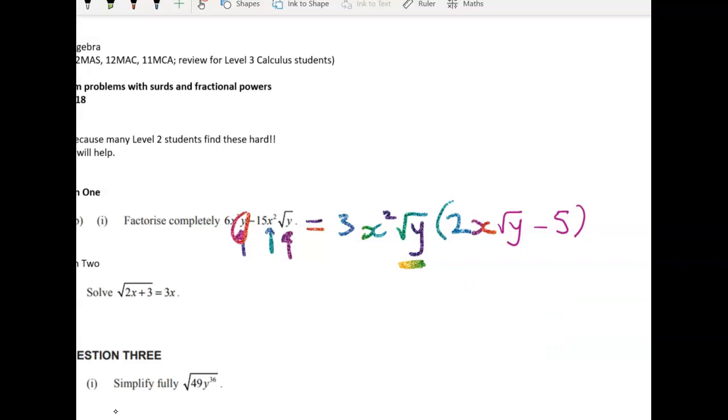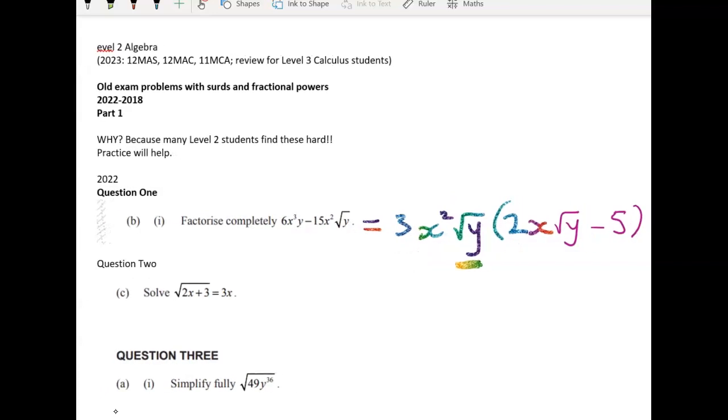Okay, that was a merit question, not surprisingly, because it was just a little bit strange. Okay, moving on to the second question with surds in last year's paper. This was also a merit question. We're given a little surd equation to solve. And unfortunately, the schedule has got what I think is a mistake in it.